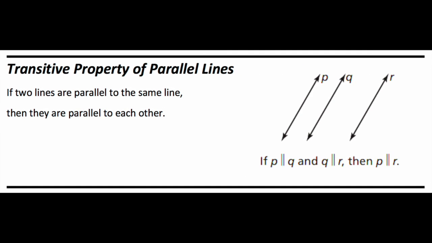Next we have the transitive property of parallel lines theorem, and it says if two lines are parallel to the same line, then they are parallel to each other. So like in this example here, if I know that line P is parallel to line Q and line Q is parallel to line R, then that must mean that line P has to be parallel to line R also.